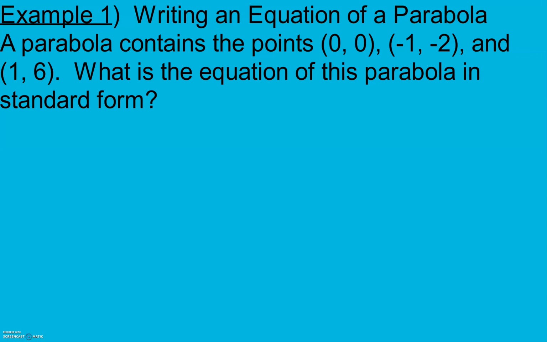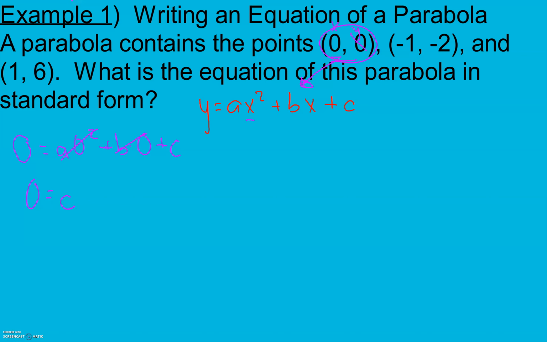In order to come up with our equation in standard form, we're going to start off with our general standard form equation. y equals ax squared plus bx plus c. Now, I have 3 points, so each point I'm going to plug into my equation. Keep in mind that this is x and this is y. So I have 0 for y equals a times x is 0, plus b times x is 0 plus c. I'm going to simplify that and just get 0 equals c.